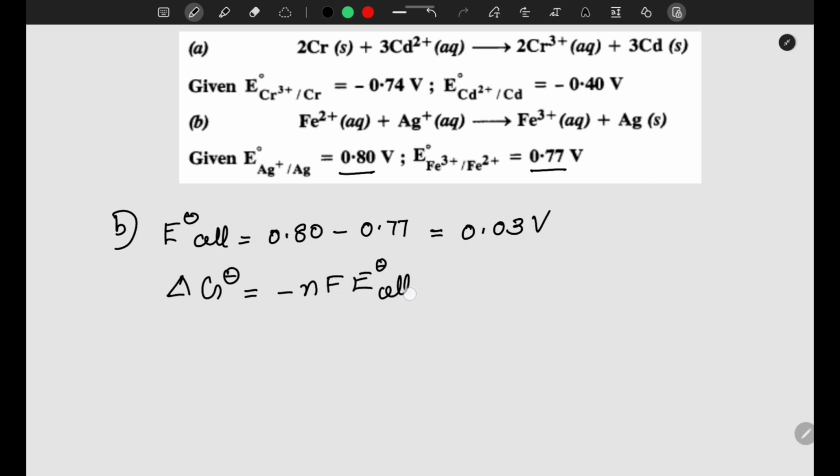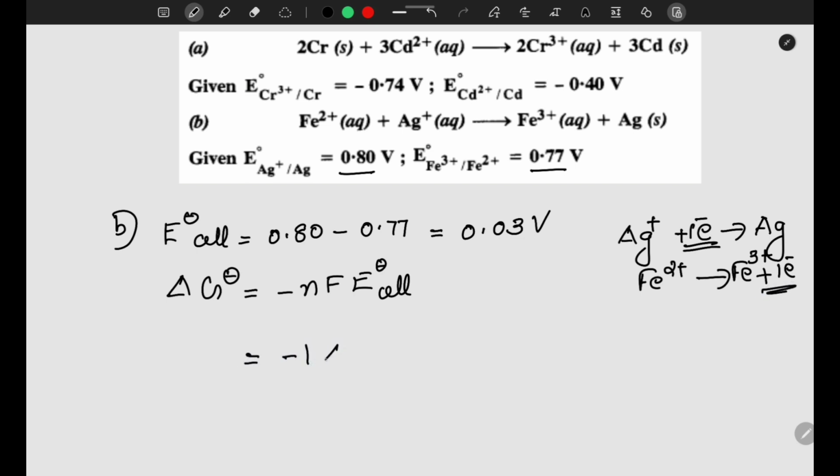Here let us calculate the number of moles of electrons involved. Ag+ plus electron gives Ag, that is the reduction half reaction, and Fe2+ gives Fe3+ plus 1 electron. So here the number of moles of electrons involved is 1. So we can write n equal to 1.